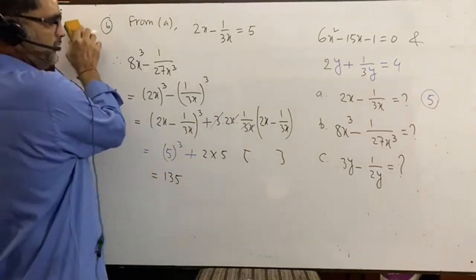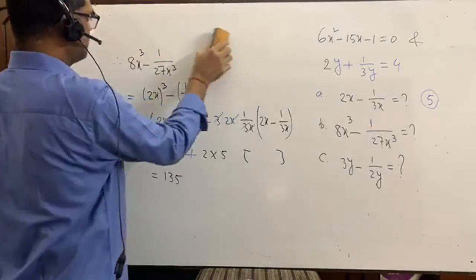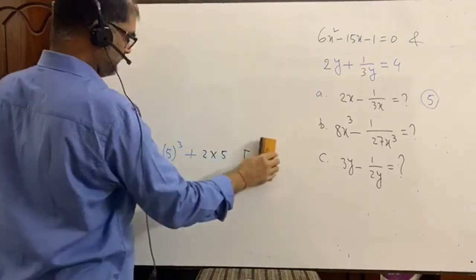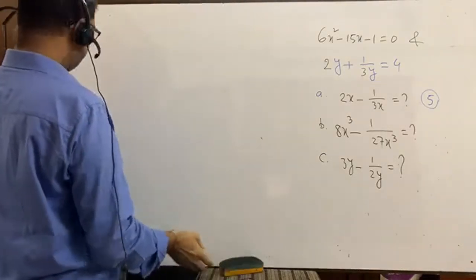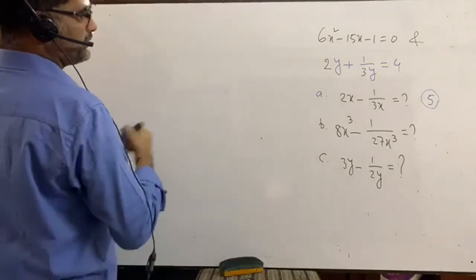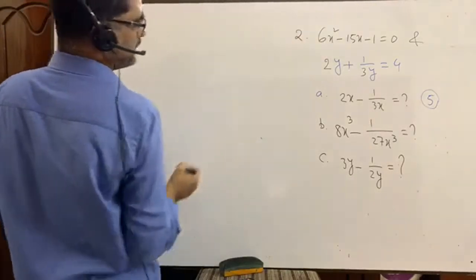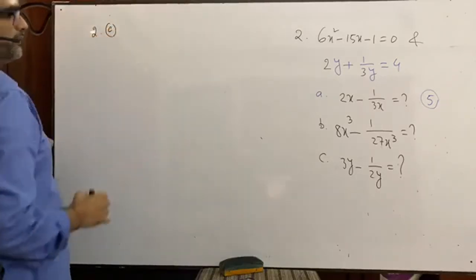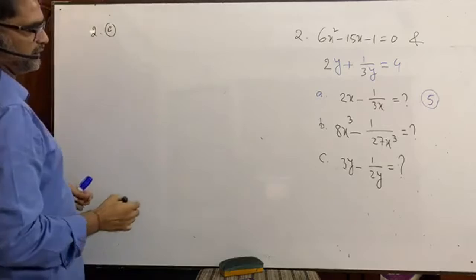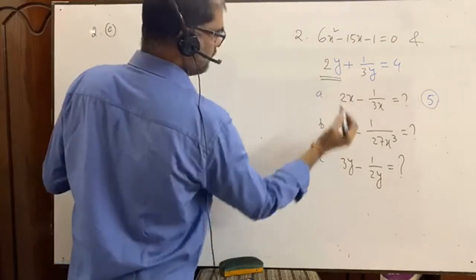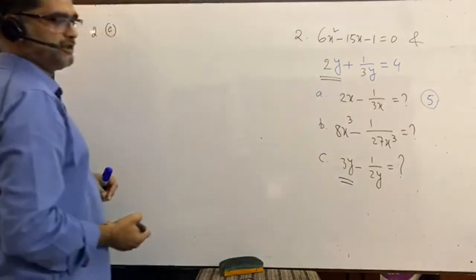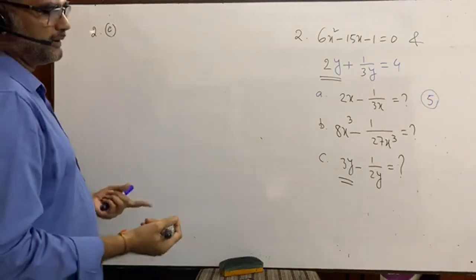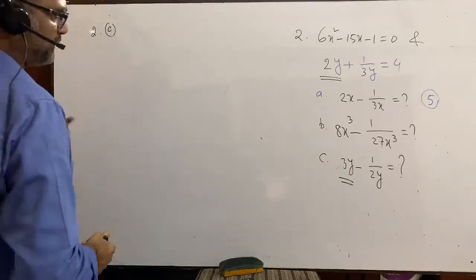Again I am going to question number C of this, which is question number 2. Now going to question number 2C. You see, here it is twice y, but here it is thrice y. So there is a difference, right? It is a little bit contradictory, so please pay attention.